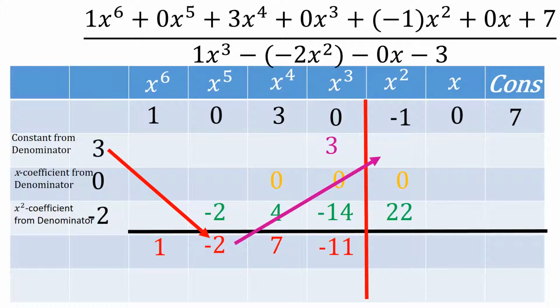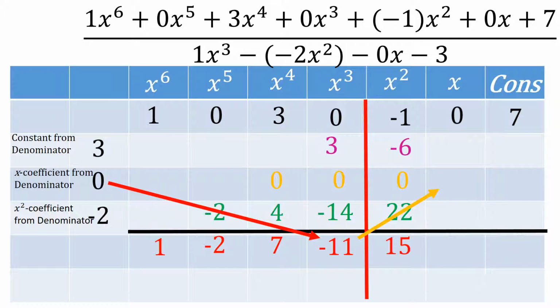3 times -2, and the result goes where the purple arrow points, and that is -6. We then add all of the numbers that are in the x squared column. That is -1 plus -6 plus 0 plus 22, and that is 15.